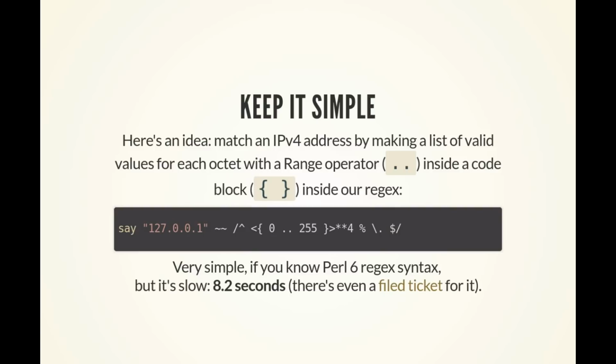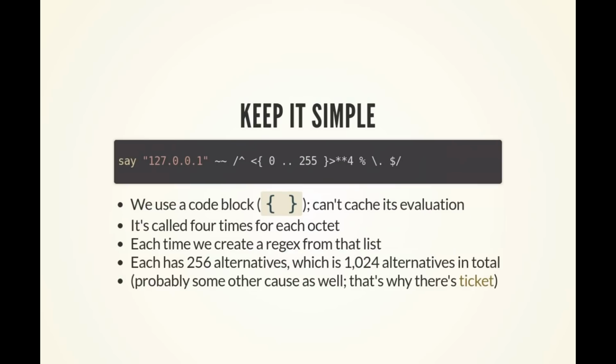And if you know Perl 6 regex syntax, this is a really simple code, but a single iteration of this runs more than 8 seconds. That's ridiculously slow. Some of the reasons why it is slow is we've used a code block, and at least right now the evaluation won't be cached. It doesn't know if the code block will produce the same value each time at the moment.